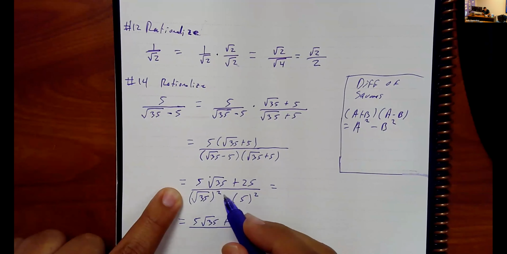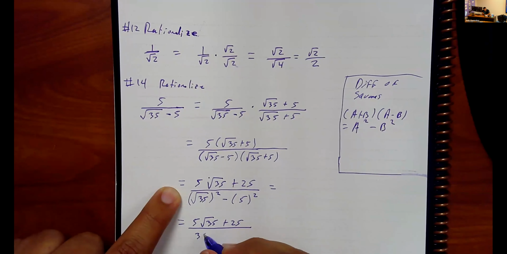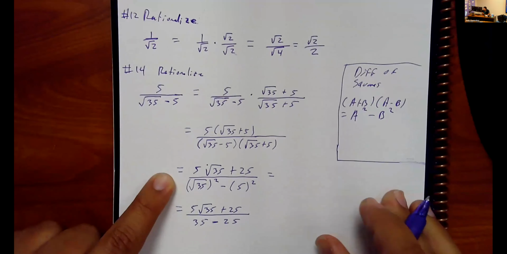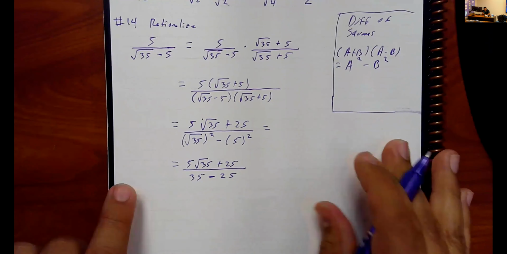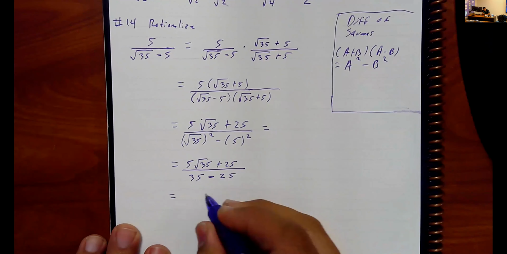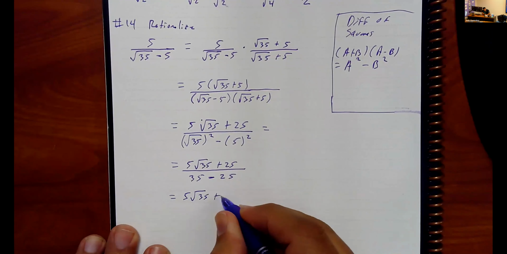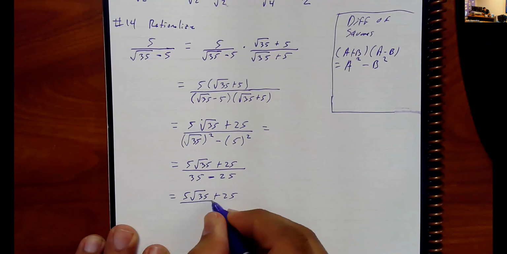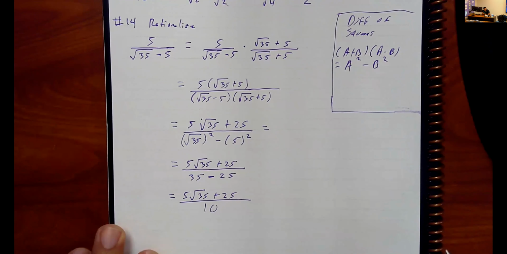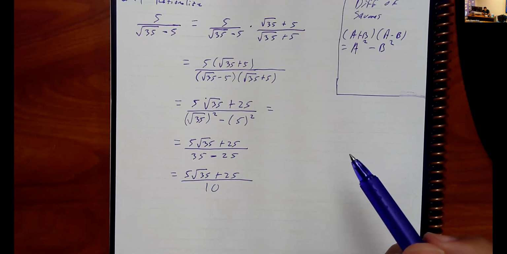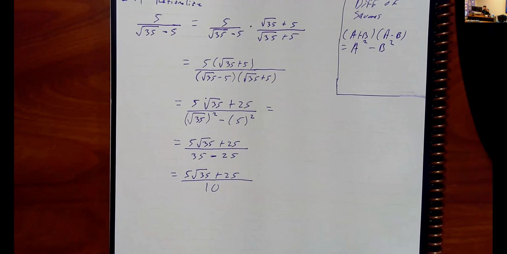So 35 squared, well, those cancel, leaving you at 35. 5 squared is a 25. See how that's much nicer. Which is a 10. We can still go further, right? But before we do, do you have any questions on any of the steps?